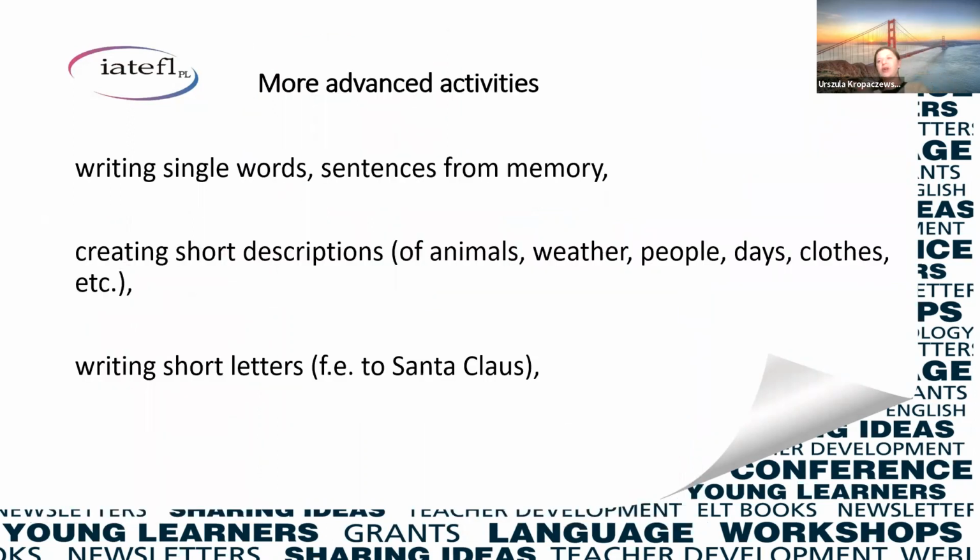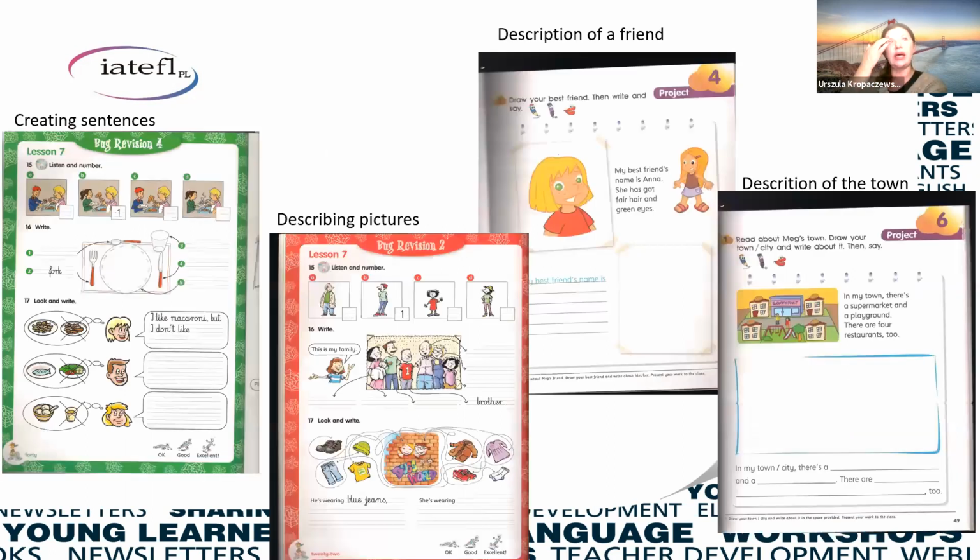Okay, more advanced activities include writing words and sentences from memory. Creating a short description: this is a dog, it has got, it is, etc. Writing short letters, like for example to Santa Claus. And you have got some examples: creating sentences, describing pictures. Reading about my best friend, and then writing about my best friend. Reading about a town, writing about my town. Reading about a person, writing about the person.